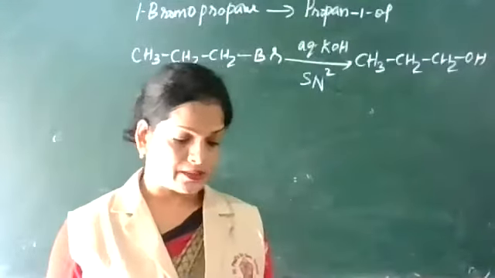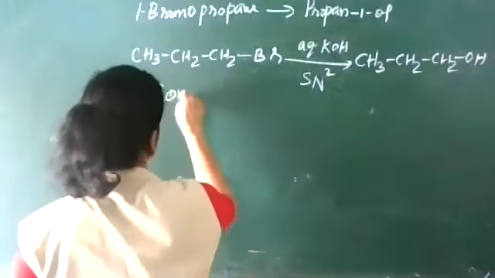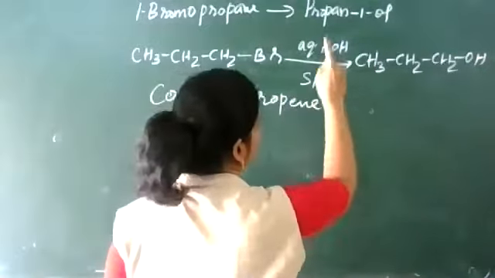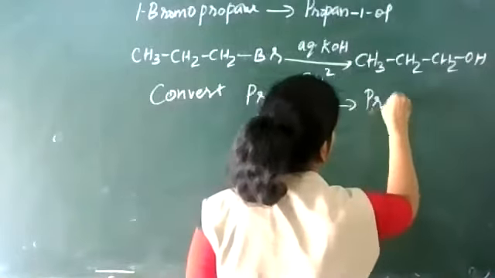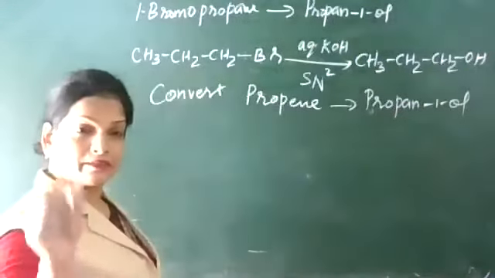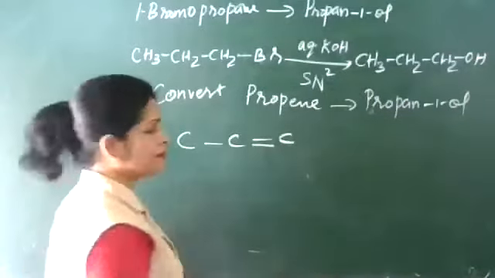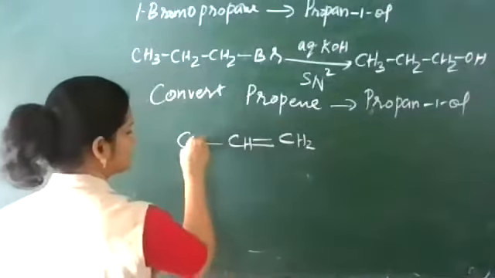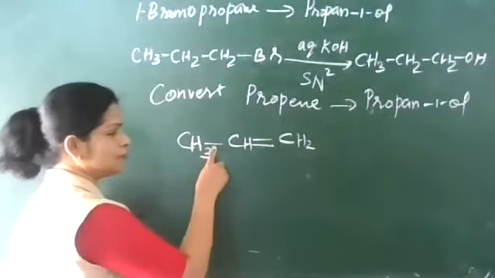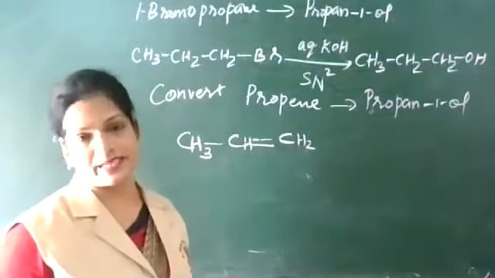Okay, next question. Convert propene to the same thing, that is propan-1-ol. What is propene? Propene is an alkene with 3 carbons: CH2 double bond CH, CH3. Around carbon, 4 valences should be satisfied.